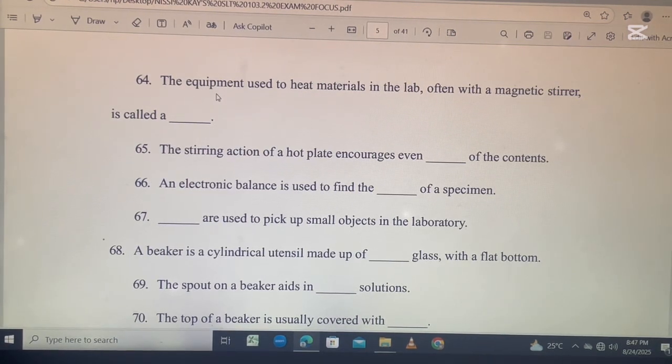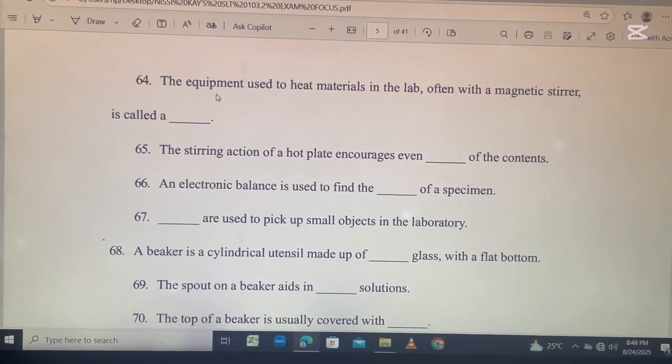Now, an electronic balance is used to find the mass of a specimen. Forceps are used to pick up small objects in the laboratory. Forceps is the answer. Now, a beaker is a cylindrical utensil made of borosilicate glass with a flat bottom.